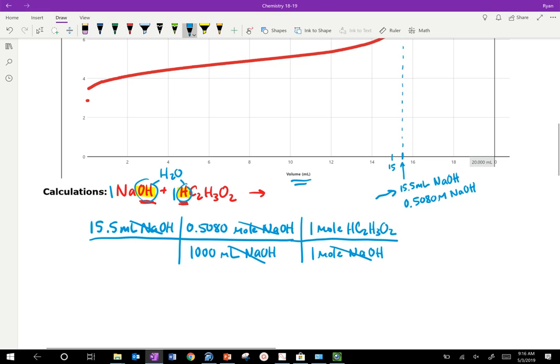Okay? We're going to take 15.5 times 0.5080 divided by 1,000, and then times 1 divided by 1 essentially. We get 0.00787 moles of acid, of vinegar. Right? So that's just out of the calculation. And now we're not quite done.